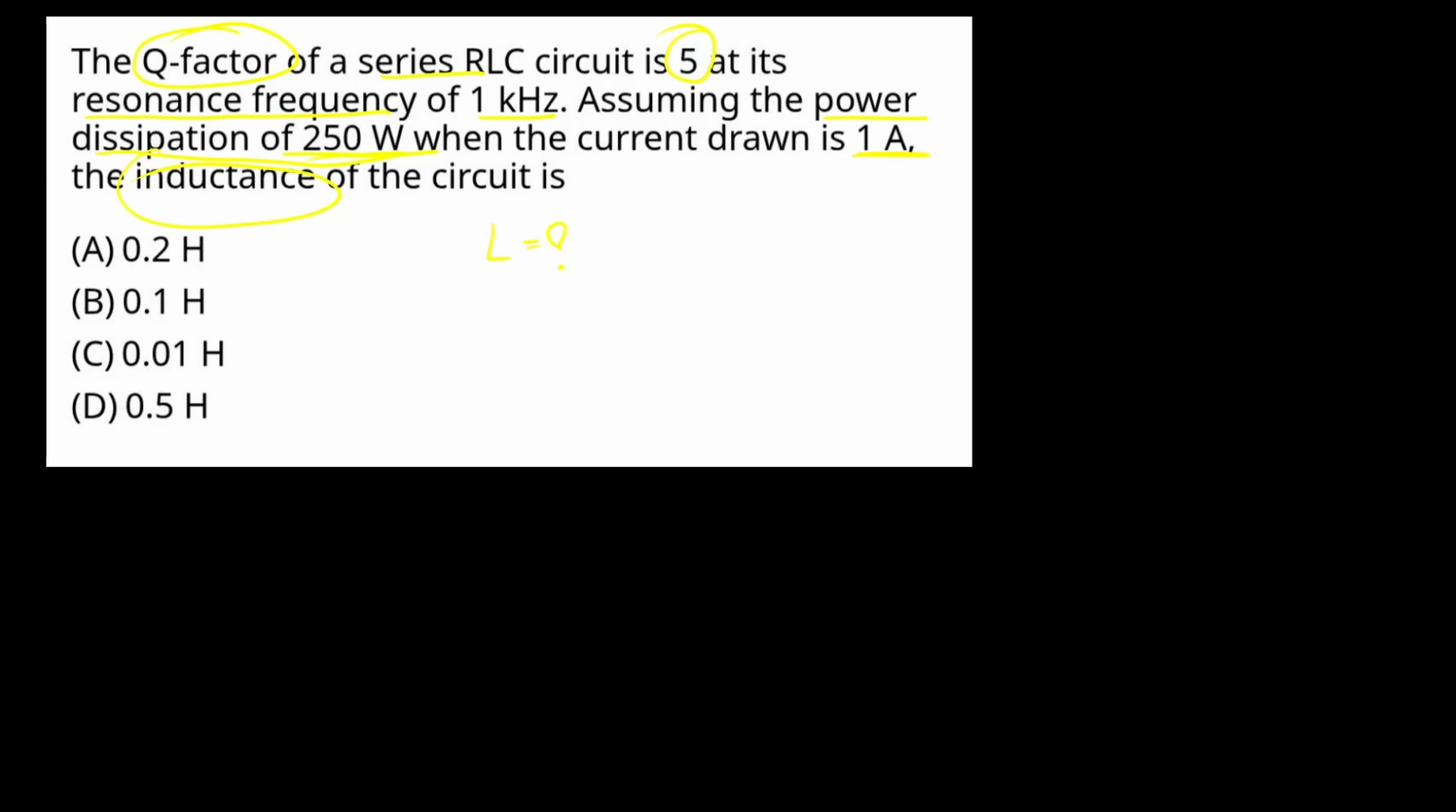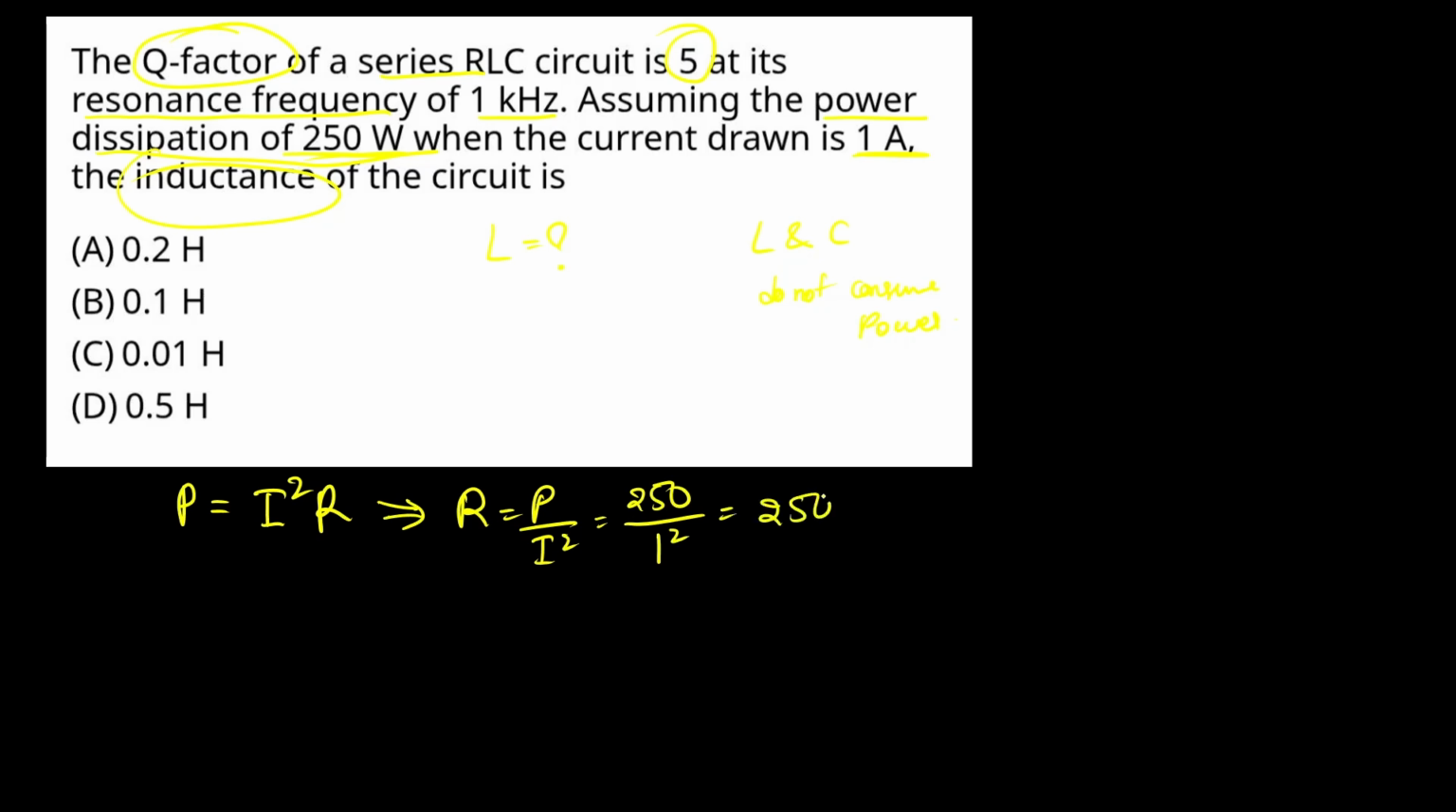So as per the given data, power is equal to 250 watts. Let's assume we know that inductor L and C do not consume power. Only R is the one consuming the power. So power dissipation is equal to I squared R. From this we can find R is equal to power by I squared, which is equal to 250 watts and the current is 1 ampere. So the resistance is 250 ohms.